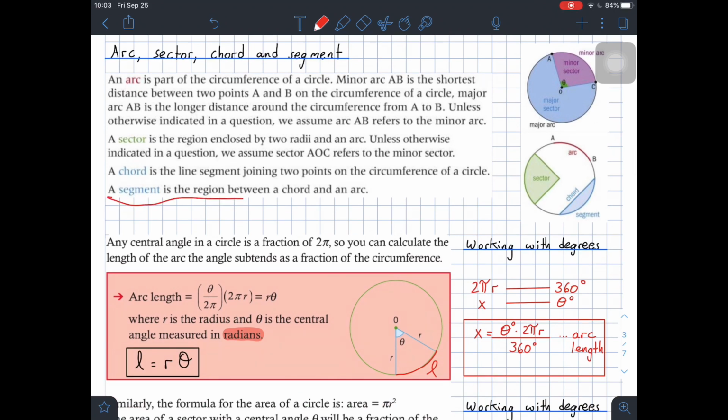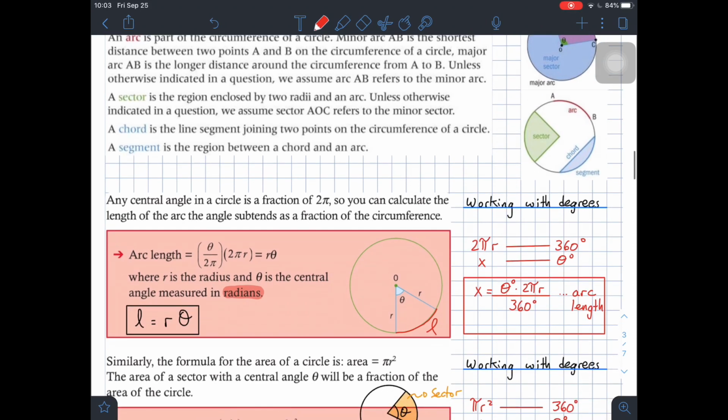And finally, a segment is a region between a chord and an arc. So if we look at this graph, here we have this segment, the region between a chord and an arc. So this is the arc, this is a chord. The region inside of it is what we call the segment. It's kind of related to the sector, but it's actually smaller than a sector. We're going to be seeing how to work with this later on in some exercises.